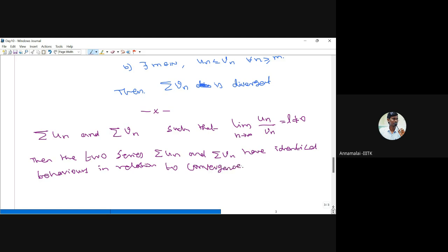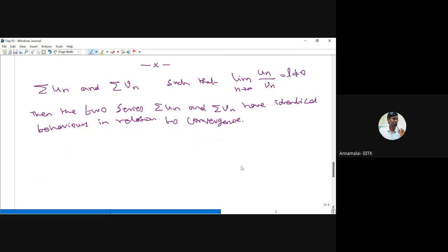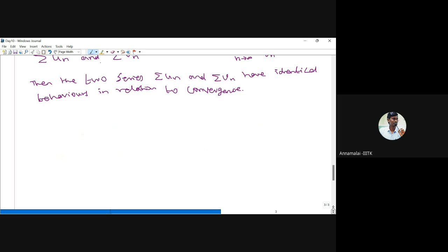Now we solve some problems and then we move to the next test. The comparison test is more useful, but it is not the only test to say whether a series is convergent or not. Maybe this is the first test. First, you should try to apply this comparison test. Examples.